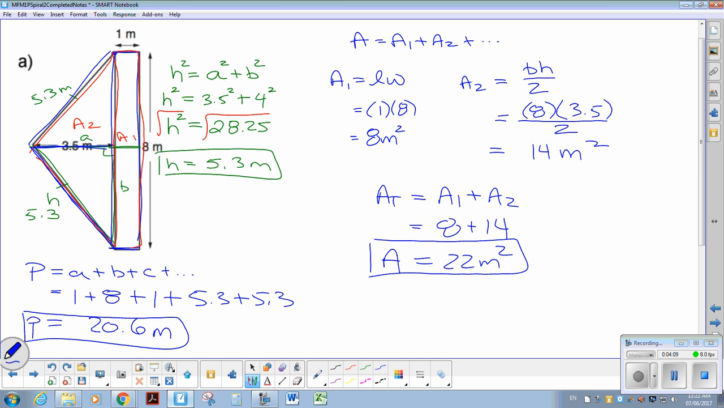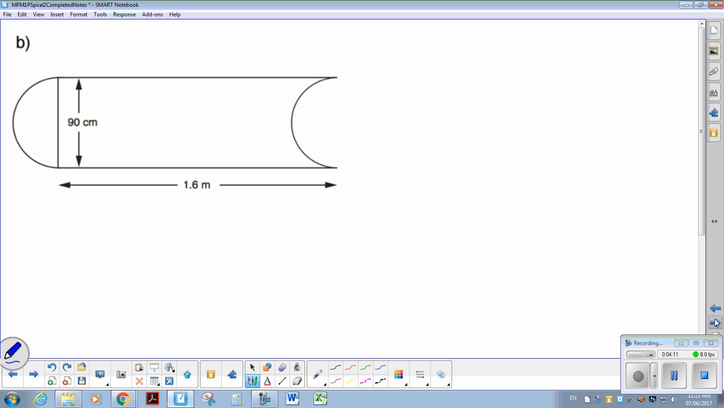Okay, last example. This one's a little bit trickier. All right, so for this one, what do we have going on? Well, let's start with perimeter. So perimeter equals side A plus B plus C and so on and so forth. So I'm going to start here where I normally start. I'm going to go along that whole length, and I see that it's 1.6 meters.